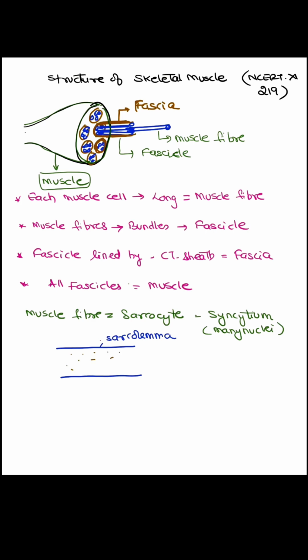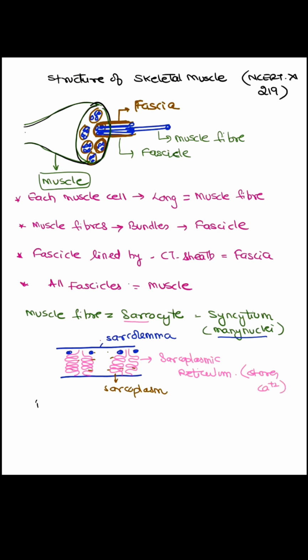Coming to the structure of the muscle cell, it is lined by the sarcolemma and filled with sarcoplasm. There are many nuclei in the muscle cell. All the cell organelles are present, and the parallel stacks of cisternae in the endoplasmic reticulum are called sarcoplasmic reticulum. This is a storehouse for calcium ions, which mainly help in contraction of the muscle. Besides this, there are parallelly arranged proteins called myofibrils.